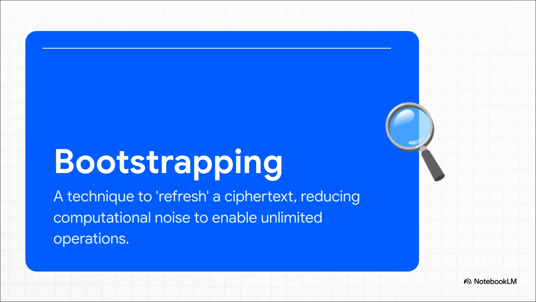Think of it this way. Every time you do a calculation on encrypted data, it adds a tiny bit of computational noise, or static. Do a few more calculations, and the static gets louder and louder until you can't even make out the original signal anymore. Bootstrapping is this incredibly clever process that basically refreshes the encrypted data. It cleans out all that built-up static, making the signal crystal clear again. And by doing that, you can just keep computing forever. This was the key that unlocked the whole thing.